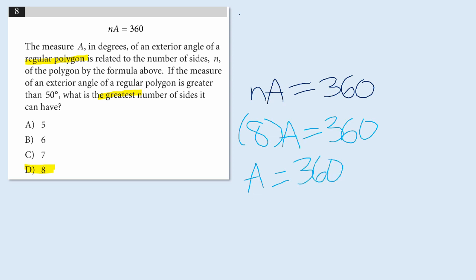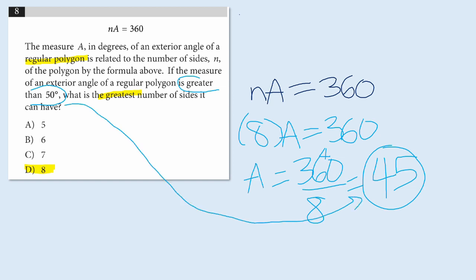I can't use a calculator, so let's do this in our head. 8 goes into 36. How many times? 4. With what remaining? 4. Right? 8 goes into 40 5 times. So A would equal 45 in an 8-sided figure. Well, how does 45 look? Well, they're asking about a situation where the exterior angle is greater than 50 and 45 is not greater than 50. So 45 is not a good result, and I can eliminate D as my answer.